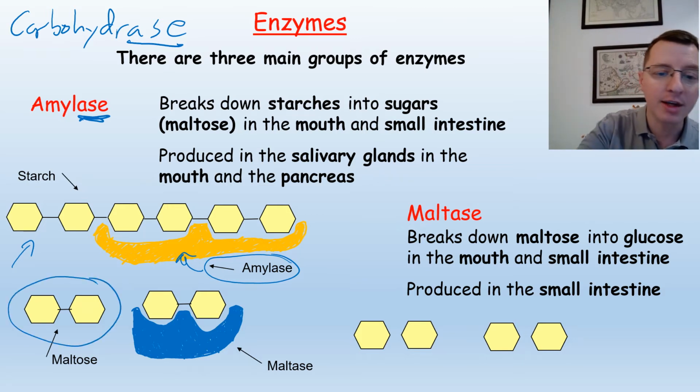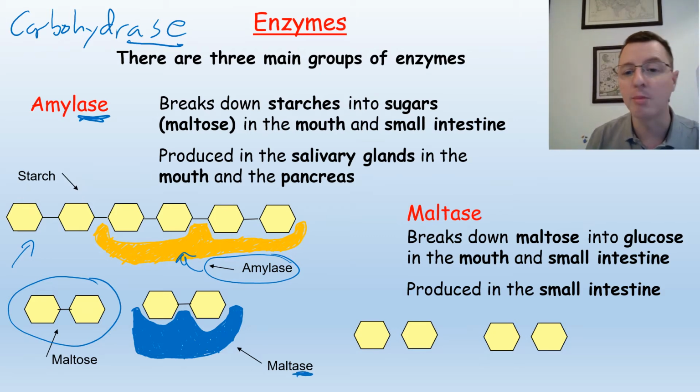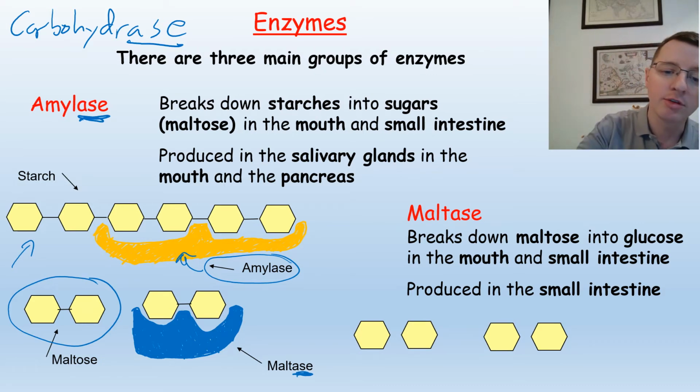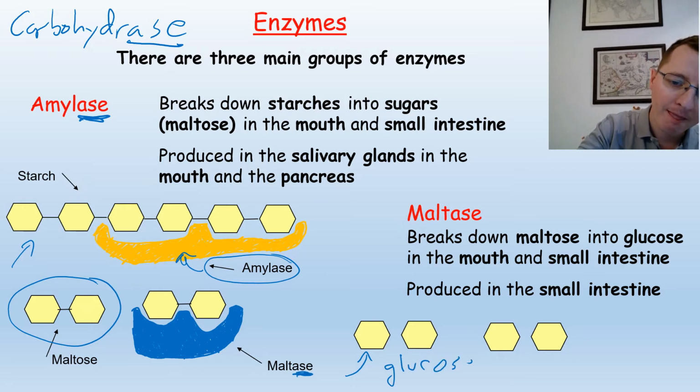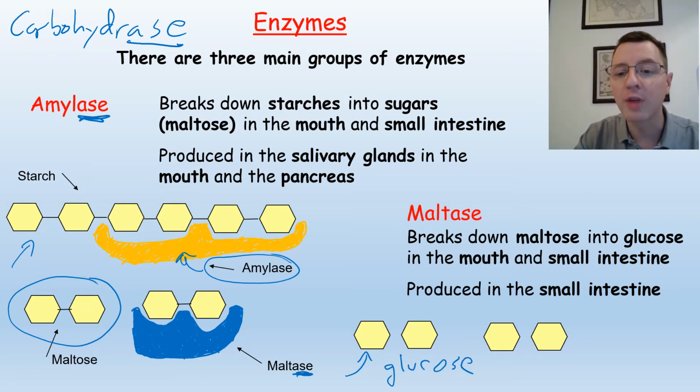But then we have a second enzyme, maltase, and the maltase breaks up the maltose and turns it into smaller molecules called glucose. So maltase is found in the lining of the small intestine, in the lining of the villi and the epithelial cells. So we can have two types of enzymes working here.